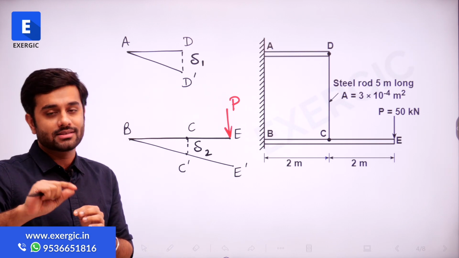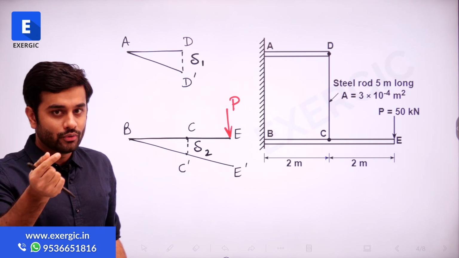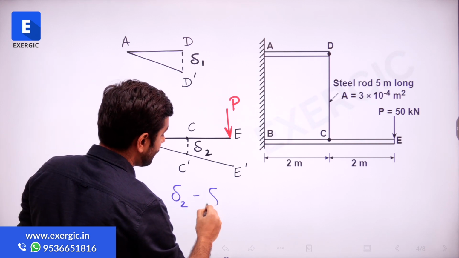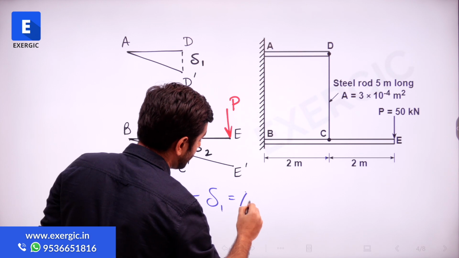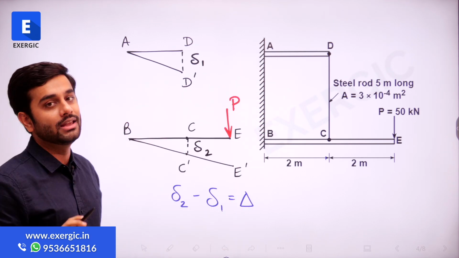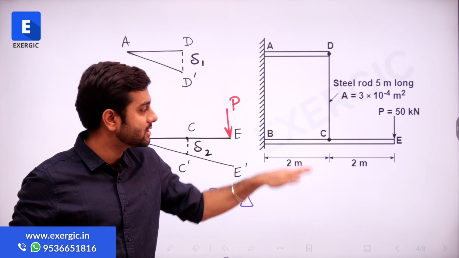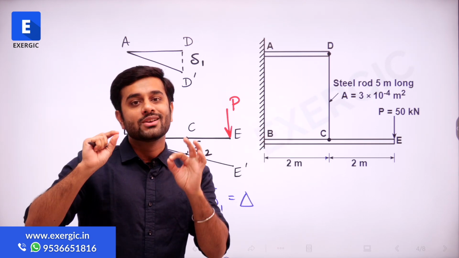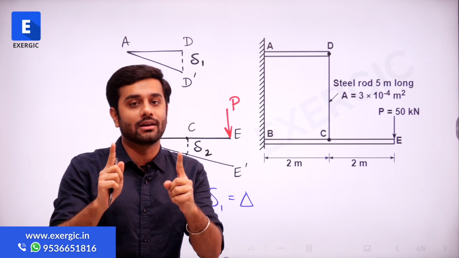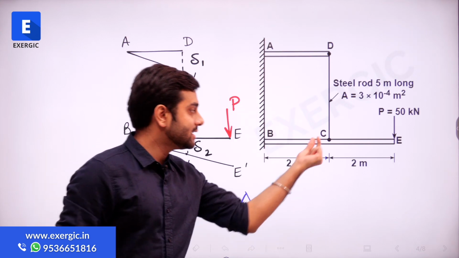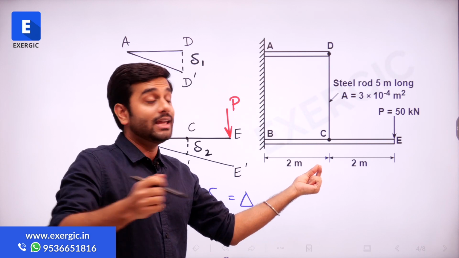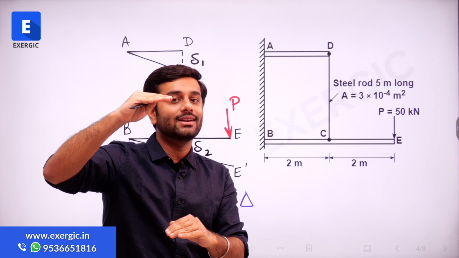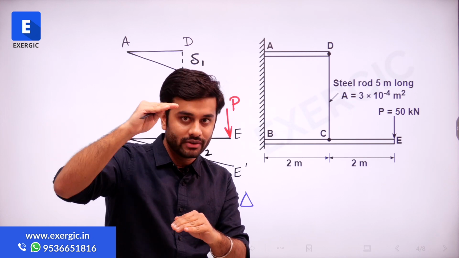If you think one step ahead, you will figure out that deflection of 2 minus deflection of 1 is equal to the deformation of rod CD, right? If C is moving by 2 centimeters below, and D is moving by 1 centimeter below, then the effective elongation is 2 minus 1. C moved down by 2. But if D was at its own place, then the net deflection would be 2. But D is not at its own place. D will also move in the same direction.